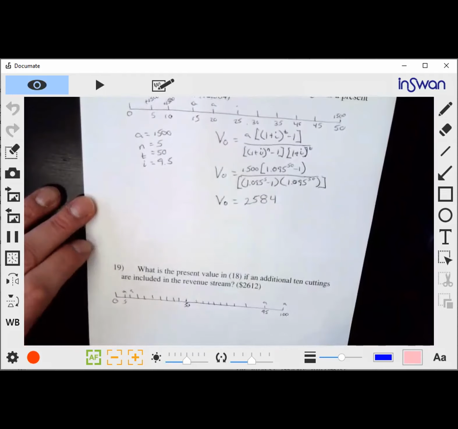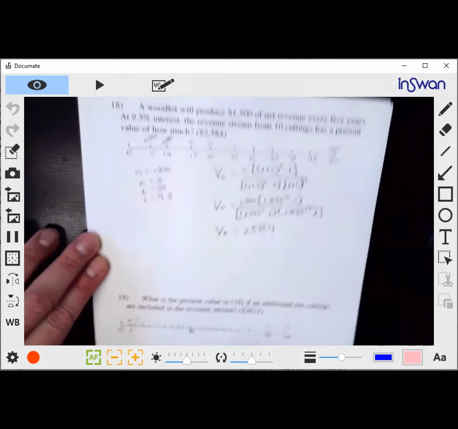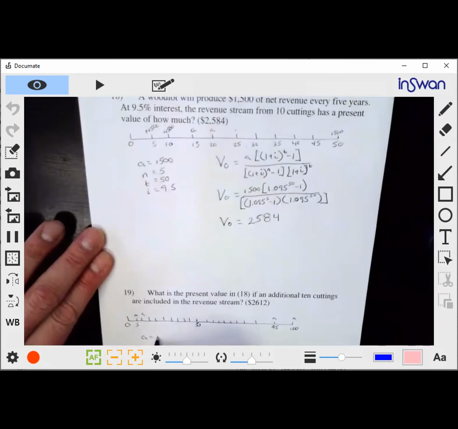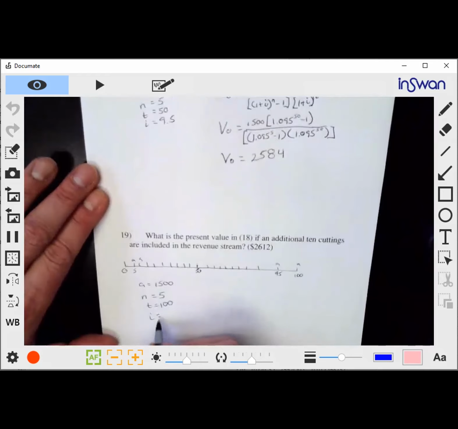So it's the same formula that we had up here. I'm not going to write it down again, but I will write down what we know. Again, this is 1500 and the N is 5. That's the in-between periods. The T, instead of 50, we're going to look out T equals 100. And let me do that so you can see it. And the I equals 9.5.